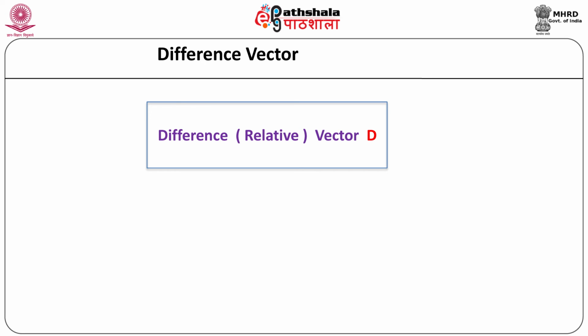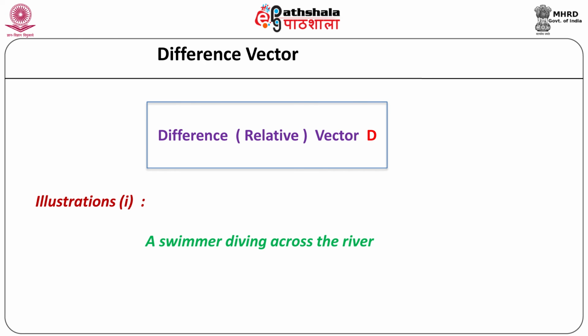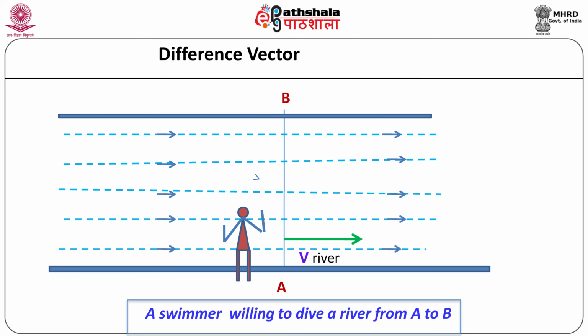As the first example, let us discuss the problem of a swimmer who wishes to cross the river. A swimmer wishes to dive into a river from A to B. The velocity of water in river is say V river. If water in river is still, that is if V river is 0, then there is no difficulty for the swimmer. He can straightway cross the river diving along AC.